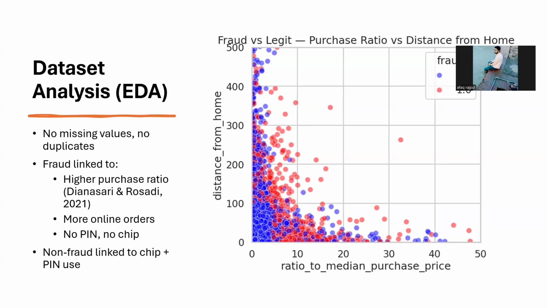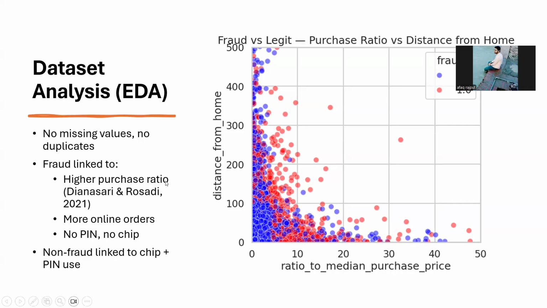In our dataset, there are no missing values or duplicates. From our analysis, we found that fraud is often linked to higher purchase ratios and online orders. Fraud is also more common when transactions did not use a PIN or chip. Legit transactions are more often done with chip and PIN.